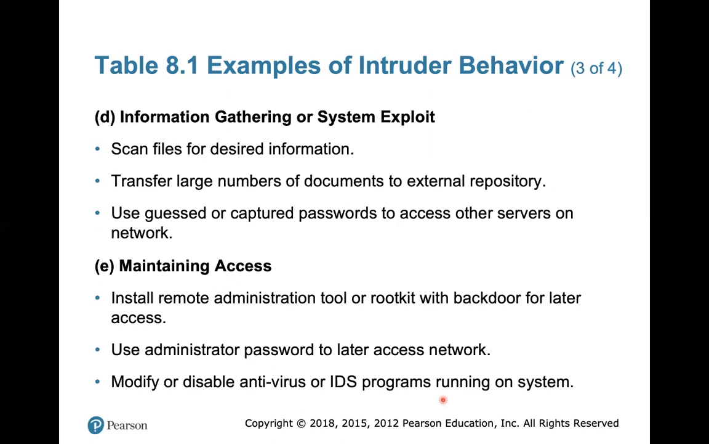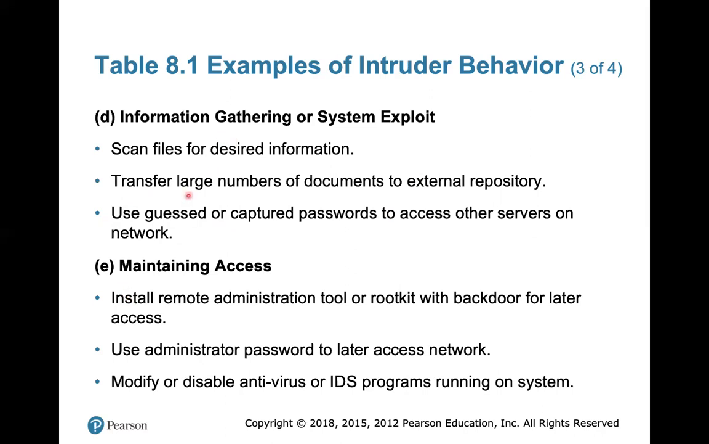Step D is information gathering. Of course, after expanding or escalating the privileges, the attacker now scans files for desired information and transfers whatever he or she wants. Maybe it might be a large number of files or documents to an external repository. It might be an external cloud server, it might be an external disk or whatever, and uses the captured passwords to access other servers on the network. So here we see that the intrusion is getting expanded and expanded from one server. They start from one server and they try to go to multiple servers of the organization.